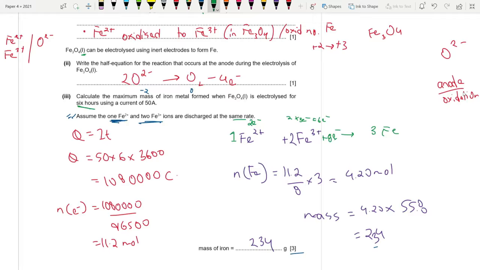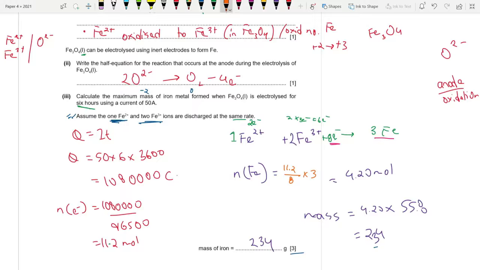Now you can find the moles of electrons by dividing by the Faraday constant, 96,500. We're getting an answer of 11.2 moles of electrons. Now here's the thing, let's do the molar ratio. We want to find the mass of iron. What's the molar ratio of electrons to iron? To find the moles of iron, what do we need to do? It's 8:3, right? So it's 11.2 moles of electrons divided by 8 into 3. That will give you the moles of iron.